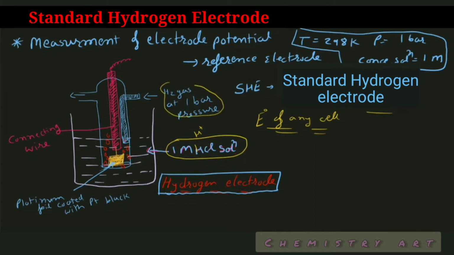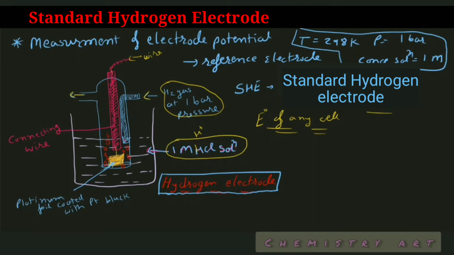We have the hydrogen gas input, which is at 1 bar pressure. From here hydrogen can be added, and on another side the hydrogen gas can come out, because this hydrogen electrode can generate hydrogen gas, and it can also be used. So hydrogen gas can be used or hydrogen gas can be evolved. It depends on whether the hydrogen electrode is working as anode or cathode.